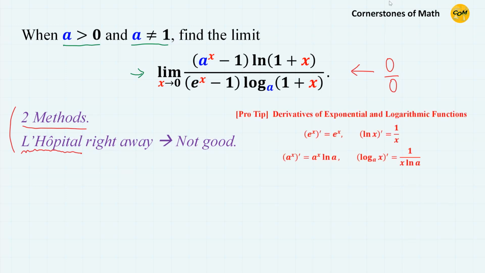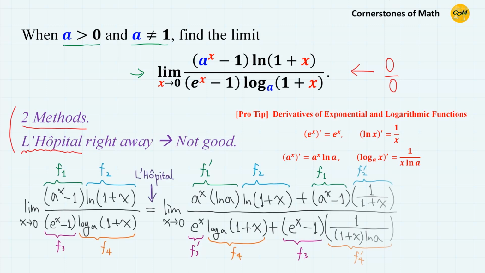I mean, the derivative formulas for exponential and logarithmic functions are pretty familiar to many people. Therefore, applying the L'Hopital's rule itself is not a problem. The problem is that the resulting limit is still in 0 over 0 form, now with much more complicated expressions on both numerator and denominator. Therefore, we must approach this limit a little more smartly.